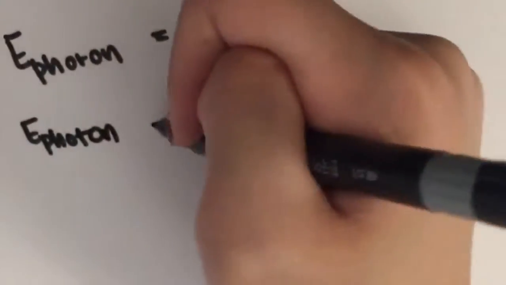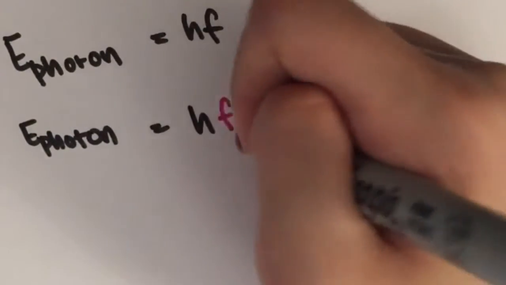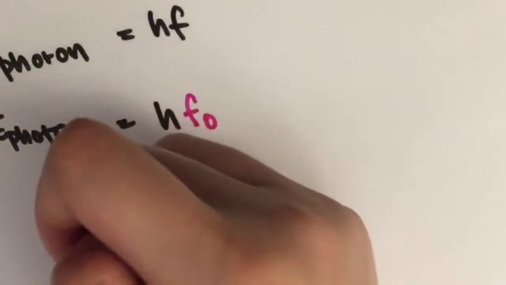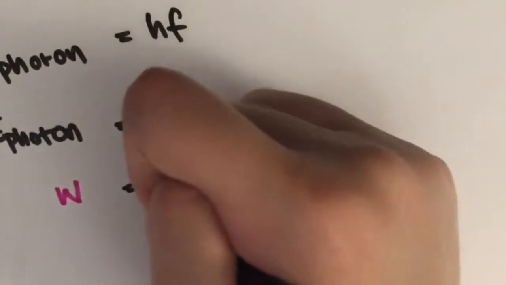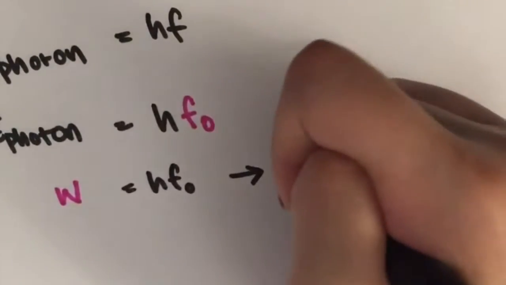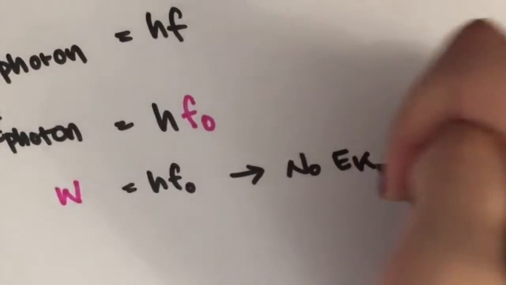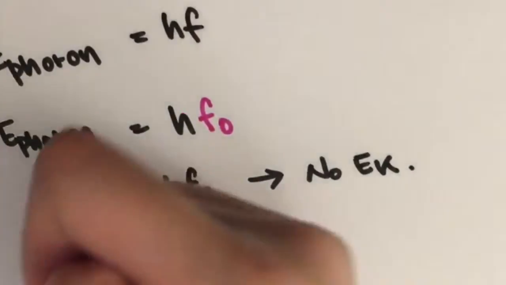Using the equation E photon equals hf, if we replace f with the threshold frequency in the photoelectric effect, the energy of the photon is equal to the work function, W. This ejected electron has no kinetic energy since the photon in this case would have just enough energy to simply eject the electron from the metal.